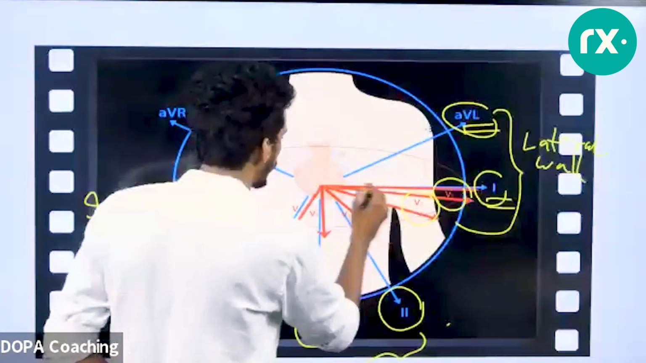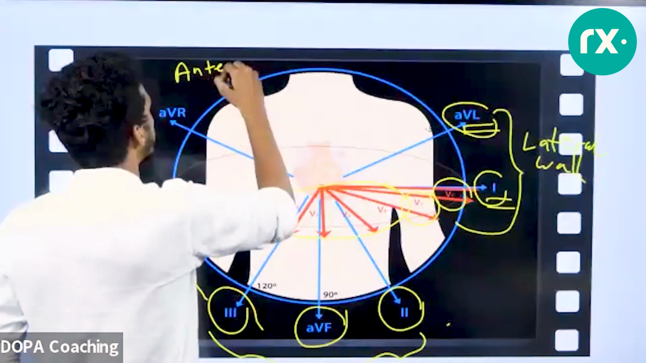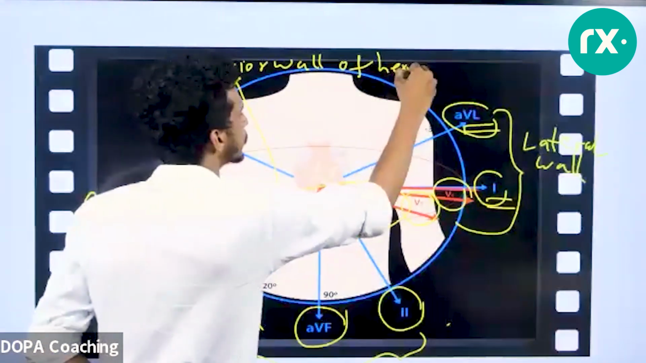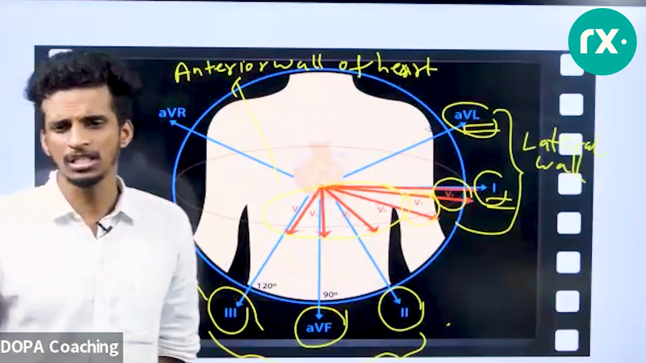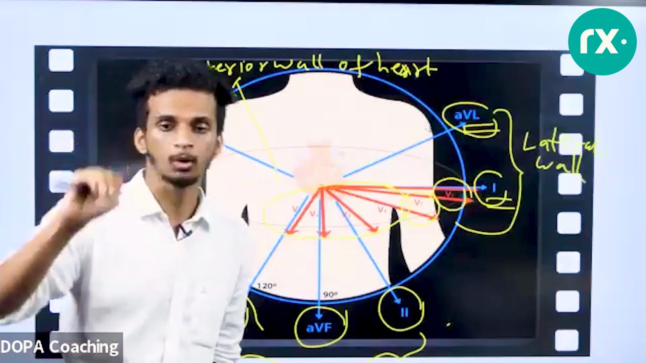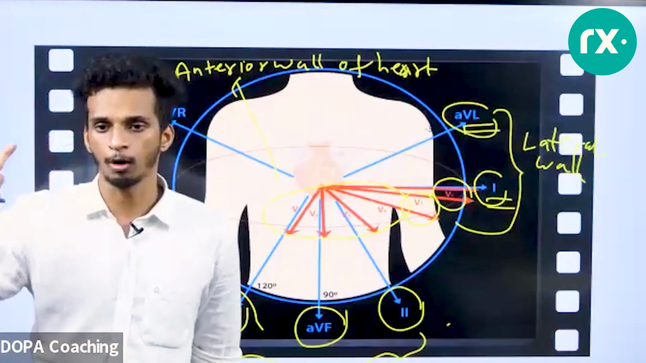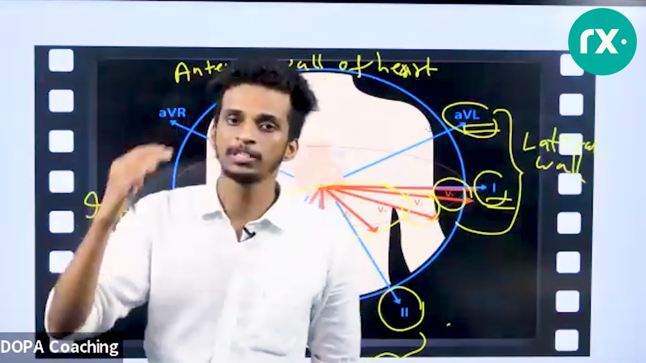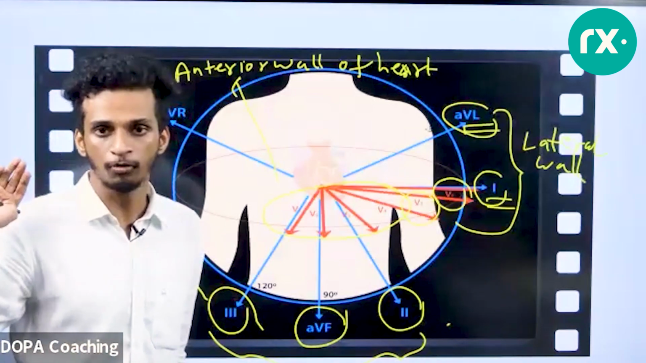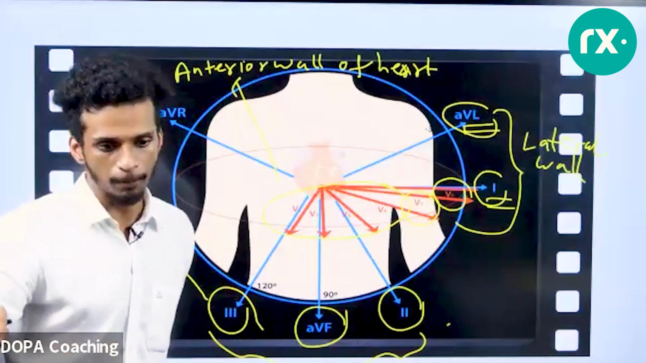And leads V1 to V4, which are left here, represent the anterior wall of the heart. Of those, V1 and V2 are septal, and V3 and V4 are the proper anterior. But even if you don't know that, it's fine. You just need to know that V1 to V4 represent the anterior wall of the heart. So these are the 3 most important walls of the heart. Corresponding to these leads, there will be changes in ischemia. So you should learn these at this point itself. Only then can we move further, because without knowing which lead corresponds to which wall, we cannot diagnose an MI.